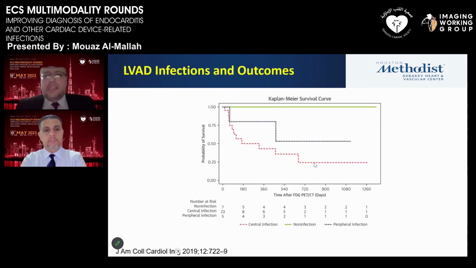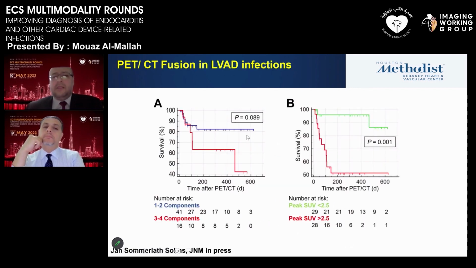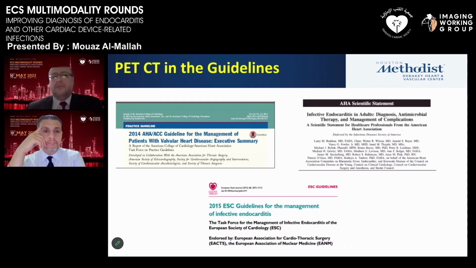We know the more extensive the infection, the worse the outcome. So if there is no infection, great outcome. If it is only the driveline, not central, then it's good. If it is more on the pump or in the outflow track, then this is very concerning, and usually there is very high mortality. And this is another series that just came out, clearly showing the same thing. More intense infection, worse outcome in these patients. So you can not only diagnose these patients, but also identify them prognostically.